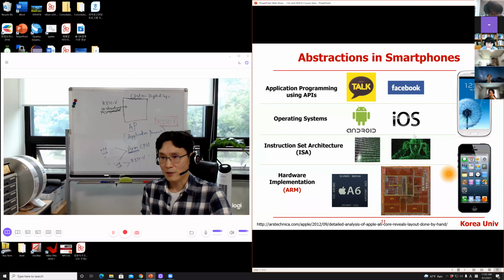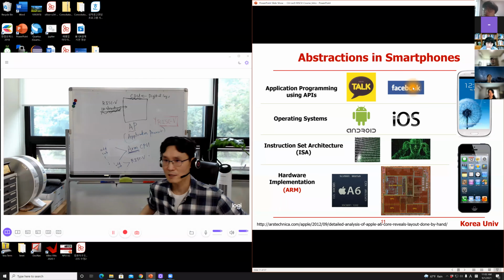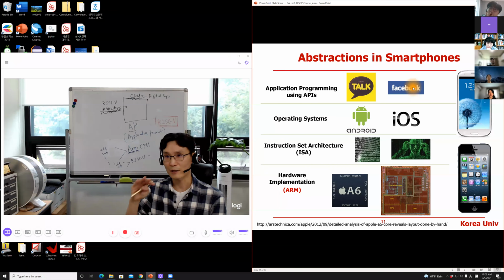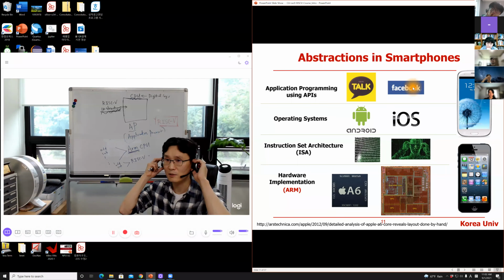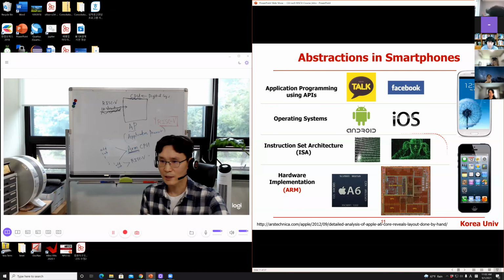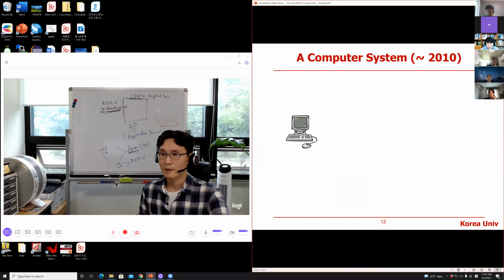So that is the abstraction layer, and on top of that, you are running many different applications. That is the hierarchy. Computer hierarchy in a smartphone, also abstraction layers in a smartphone. Again, in this class, we are interested in these two layers: instruction and hardware implementation.